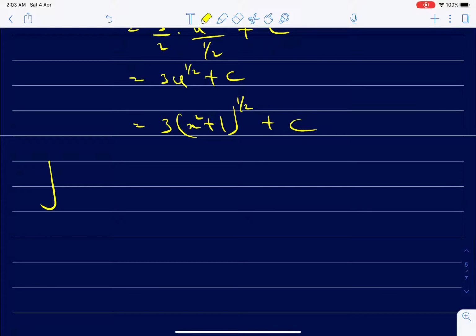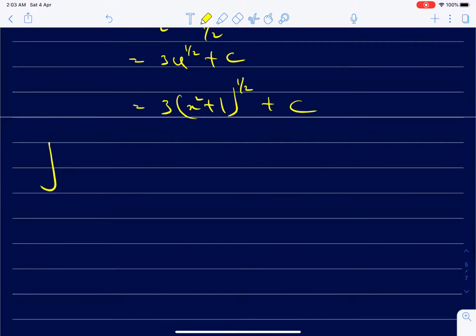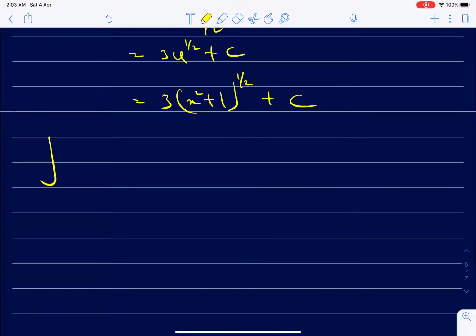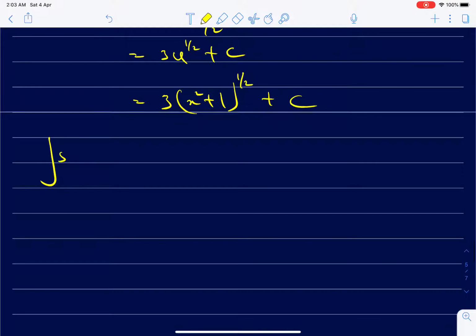Let's write on. The next is evaluate the integral of 5 sine x plus 3x cubed dx.